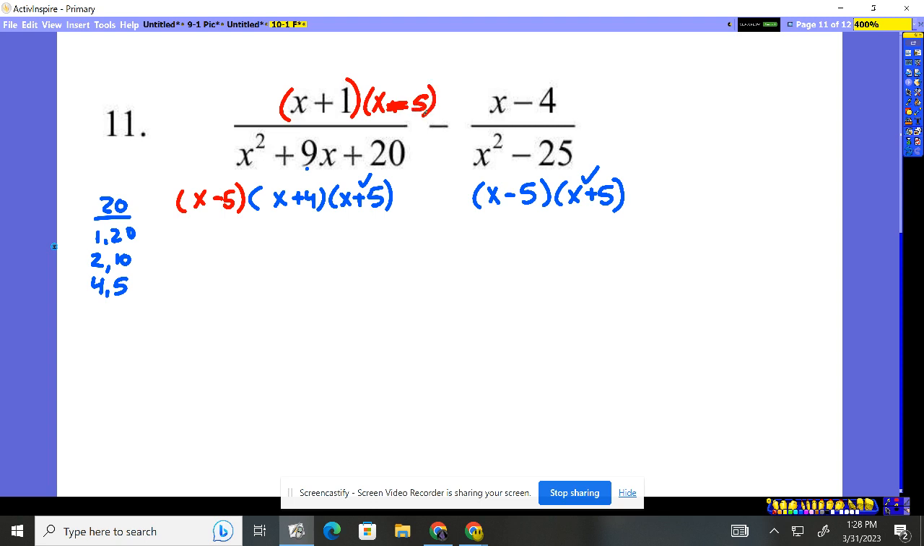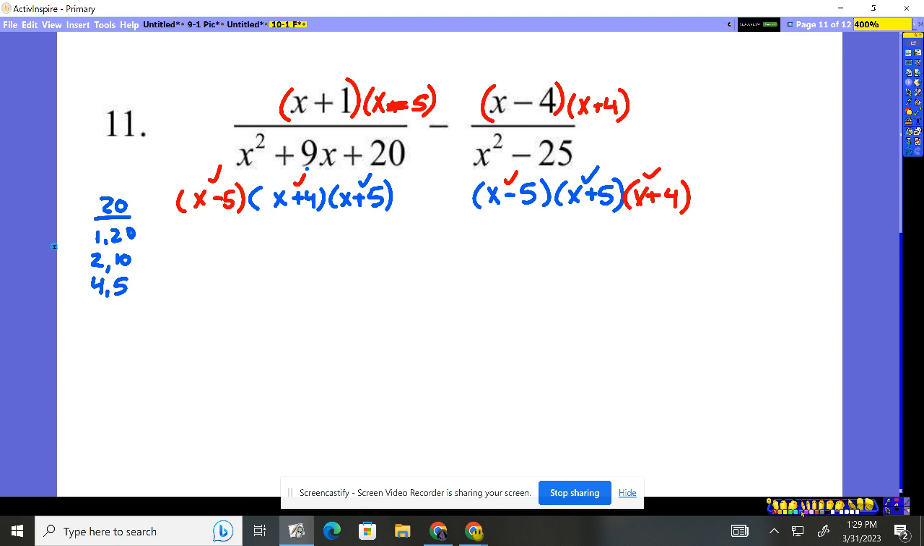Over here on this guy, he has an x minus 5, x plus 5. So they now share the x minus 5, the x plus 5, x plus 5. But he needs the x plus 4 so that they now share that. So these three things will be our common denominator. But since I multiplied the bottom by an x plus 4, this guy's going to have to be multiplied by an x plus 4.